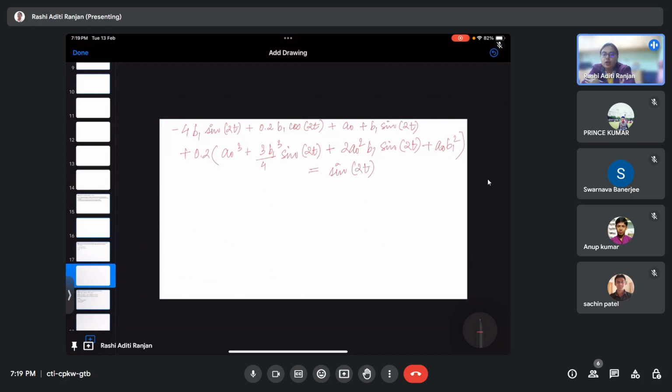Now I can equate the coefficients, isn't it? So first I'll equate the constant terms. What is going to happen? A naught, then I have plus 0.2 a naught cube, and then I have 0.2 a naught b1 square is equals to 0.